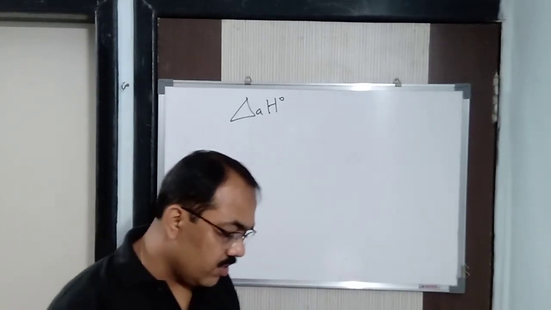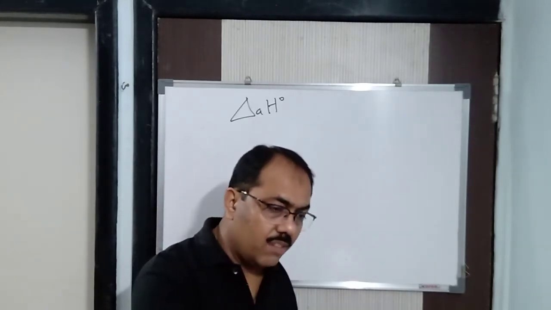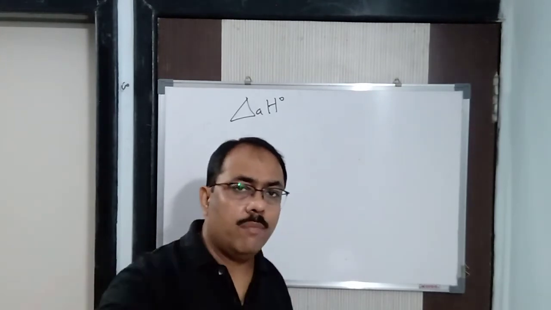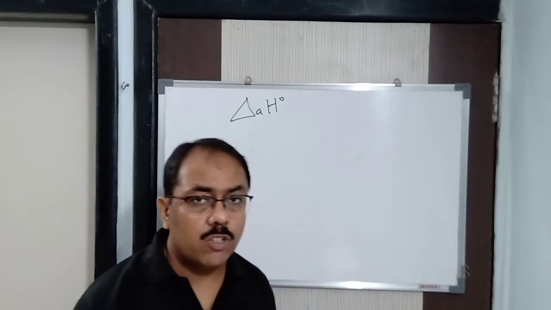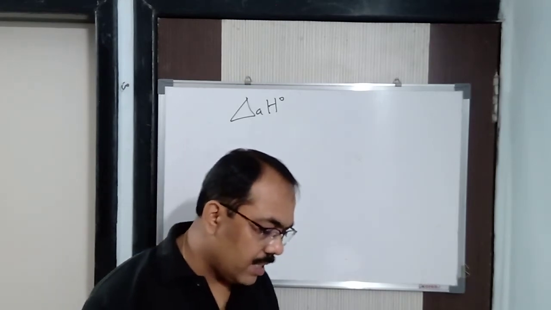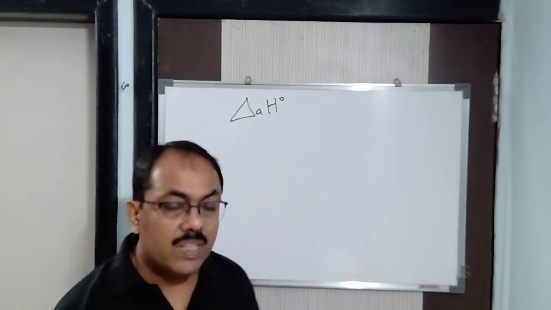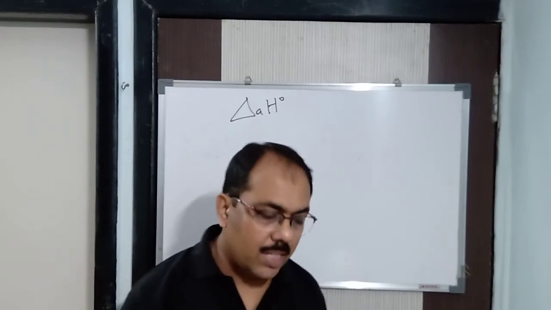So the amount of heat energy involved, like rhombic sulfur to monoclinic sulfur or monoclinic to rhombic sulfur, is called the enthalpy of allotropic transformation. Similarly, enthalpy of fusion. Fusion means heating, melting.